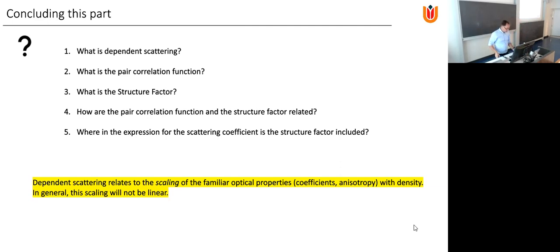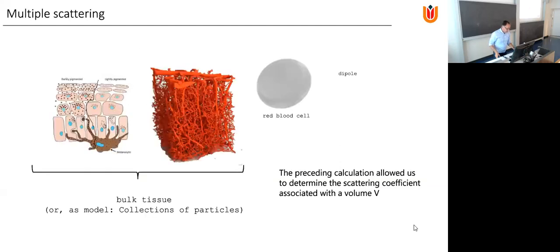All right. Any questions about this point before we switch gears a little bit? Okay, well, let me know if you have any further questions.